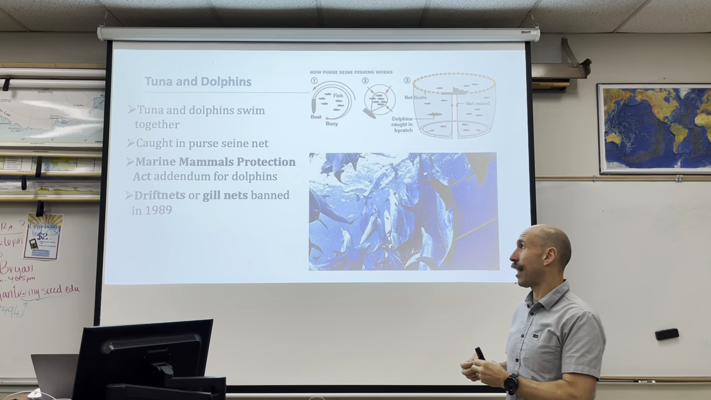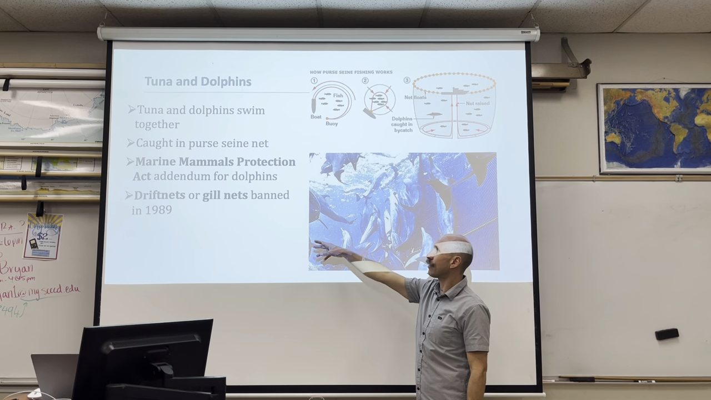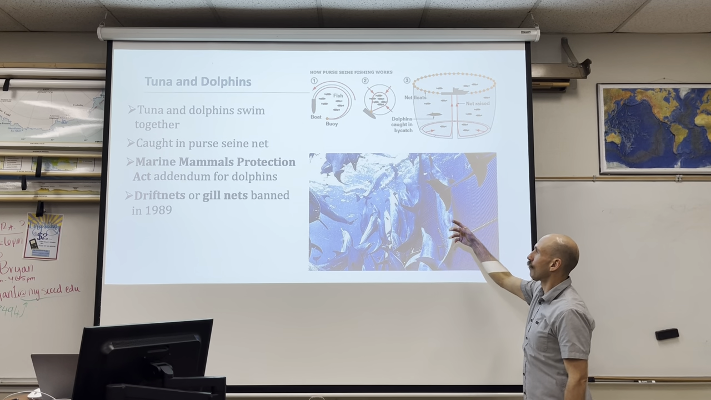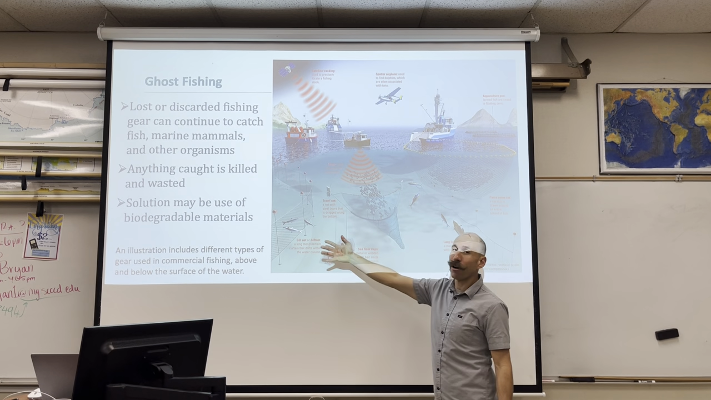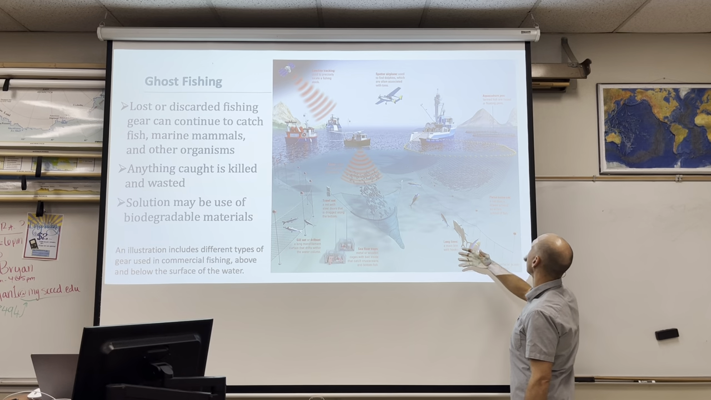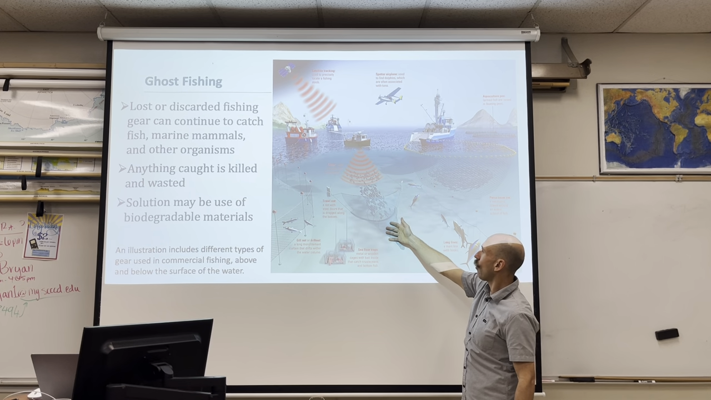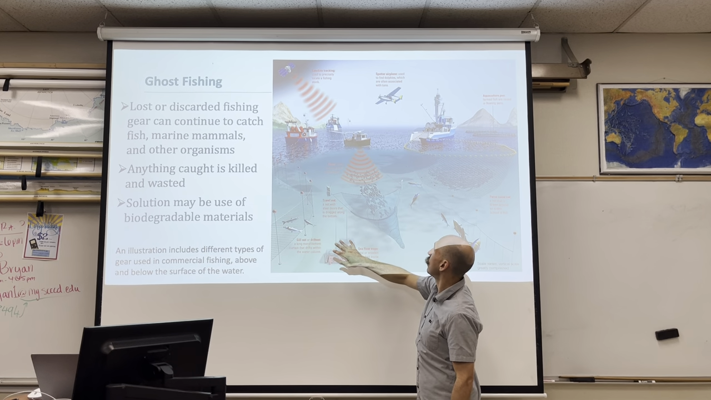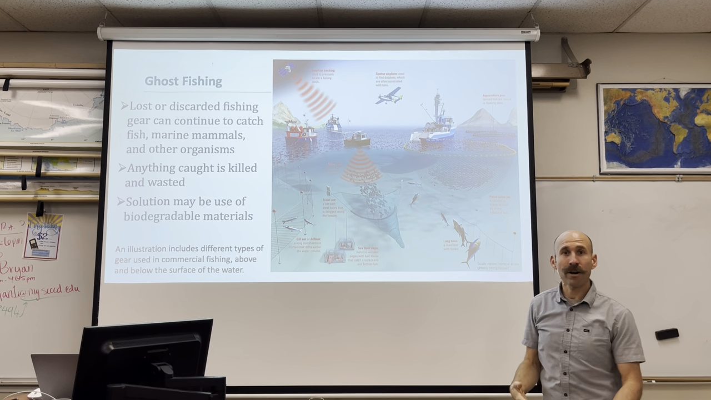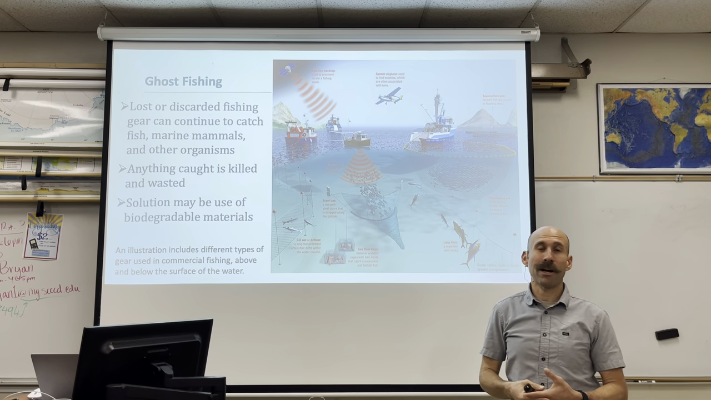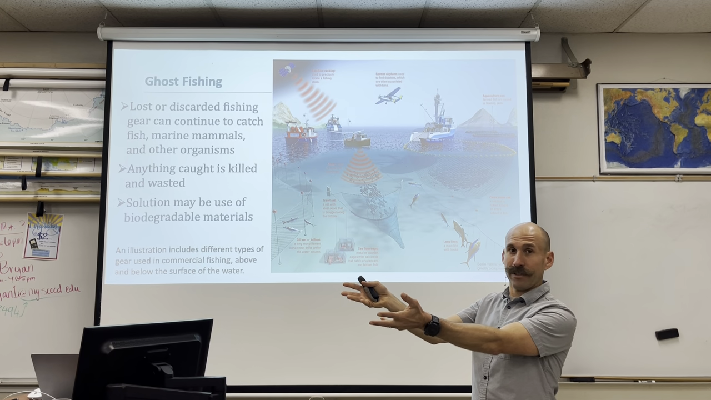It's simple as that. So we can bring in policy, banning drift nets or gill nets, regulating. But the thing is here, it's really hard because of all the various mechanisms of fishing. Purse seine nets, long lines, bottom trawls, gill nets, seafloor traps, all of these various things can be discarded or left in the ocean, leading to the practice of ghost fishing, which is when old fishing gear is left.